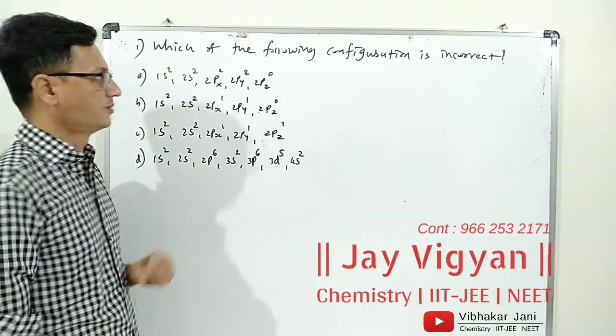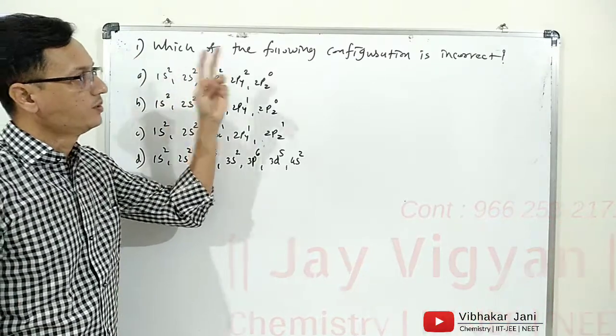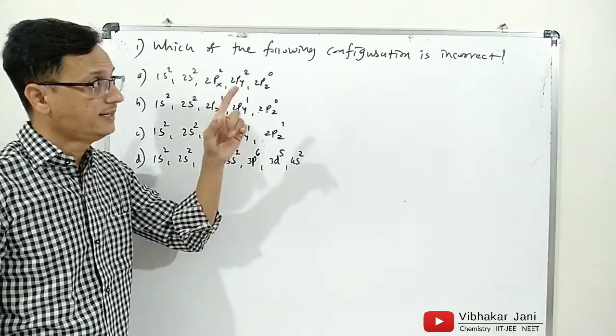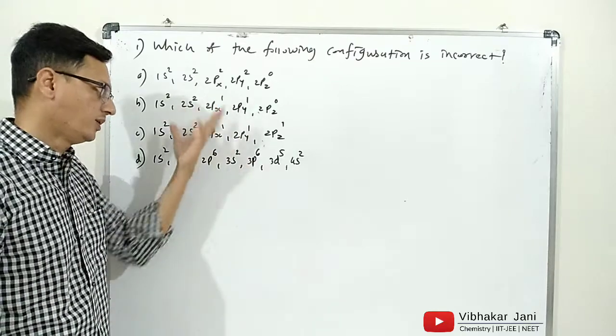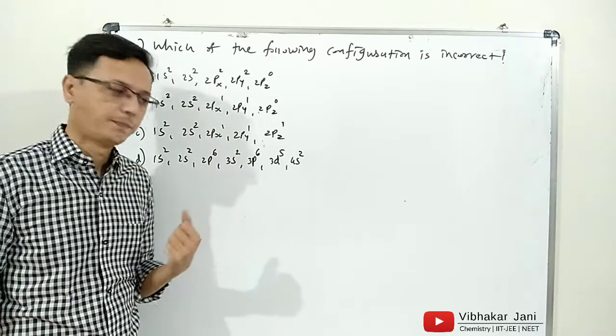This is our first question. The question is, which of the following configurations is incorrect? Here electronic configurations are given and we are asked to find the incorrect one.